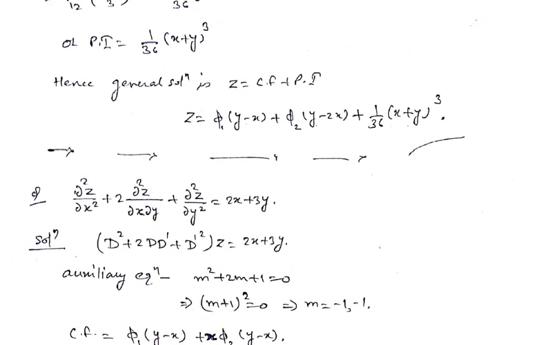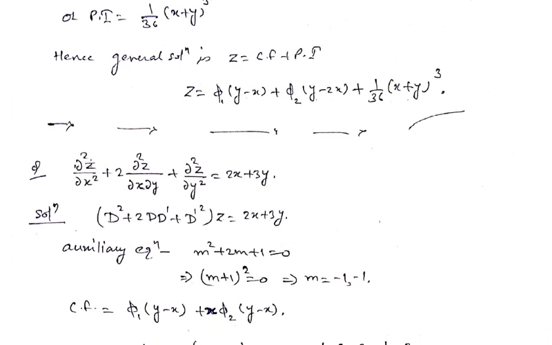Now let's take another problem. ∂²z/∂x² + 2 ∂²z/∂x∂y + ∂²z/∂y² = 2x + 3y. We can rewrite it in this way.